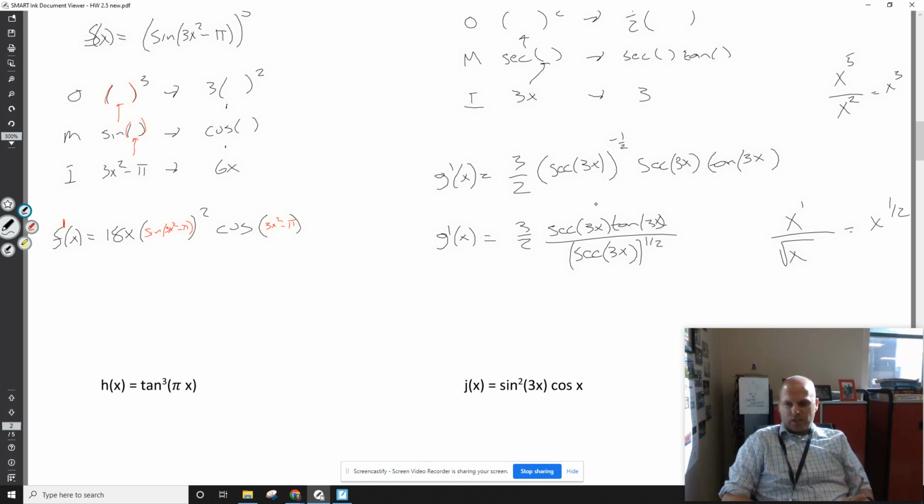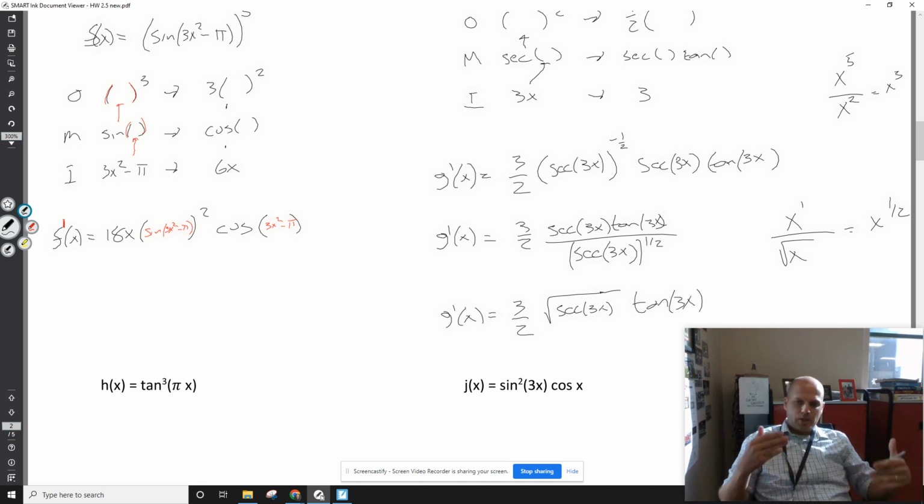This is secant 3x to the 1st. This is secant 3x to the 1/2. You could subtract these, and it's important to be able to do this in case you're asked to simplify, leaving me with a square root or a 1/2 power for this secant in the numerator, and then a tangent. Being able to do this is helpful. We might be asked to do it on a multiple choice question, and if you're solving equations, making these simplification steps, as long as you know what you're doing, is going to be helpful.